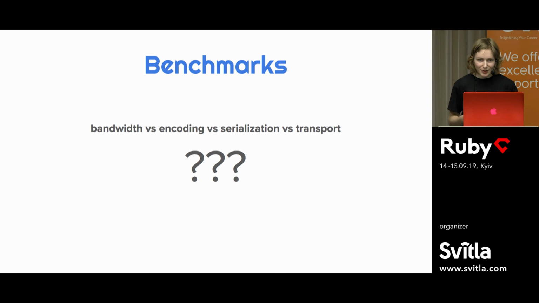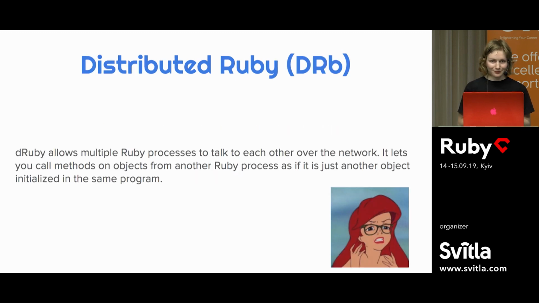When it comes to benchmarks, it's really hard to tell because each RPC framework comes with some options for encoding, decoding, serialization, and transport. Depending on your specific data, or on your choice of these technologies, there can be totally different benchmark results, even within the same framework, depending on your choice of encoding and so on. So it doesn't really make sense to compare.